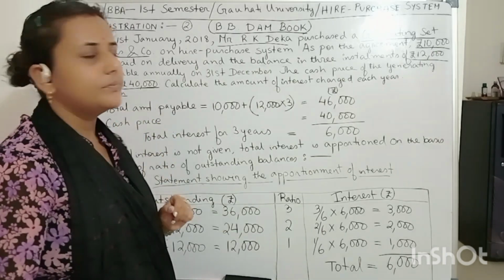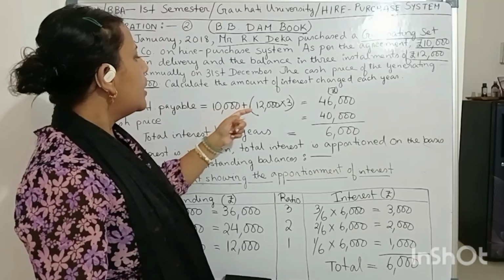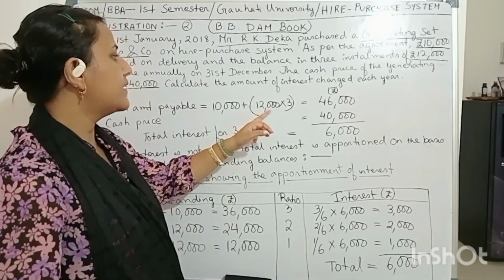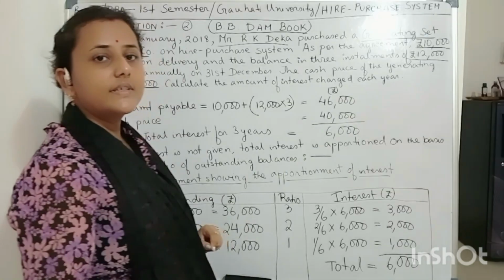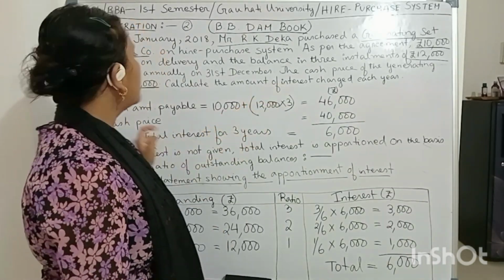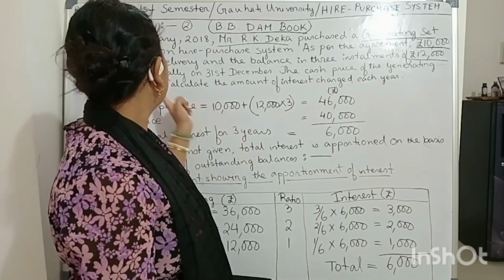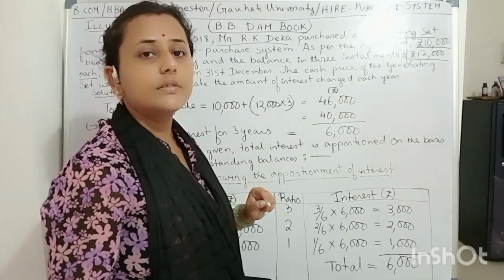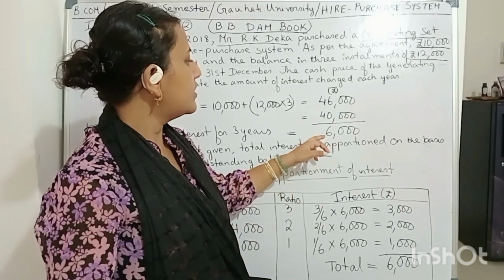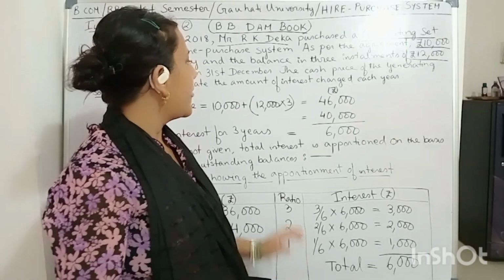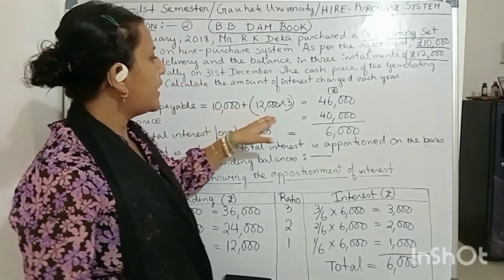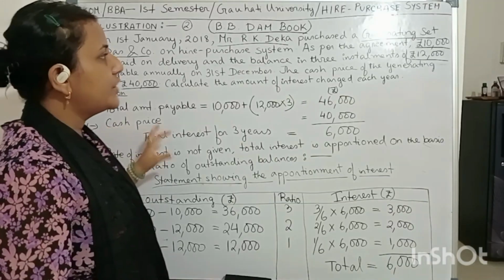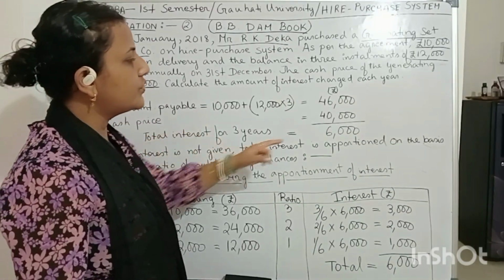What is the total amount payable? It is the down payment, 10,000, plus 3 installments of rupees 12,000 each. 12,000 into 3 is 36,000, plus 10,000, it is 46,000. The cash price is 40,000. So what is the total interest for 3 years? It is 6,000. Hire purchase price, that is down payment plus amount of each installment multiplied by the number of installments, minus cash price of the asset, gives the total interest for 3 years, that is 6,000.